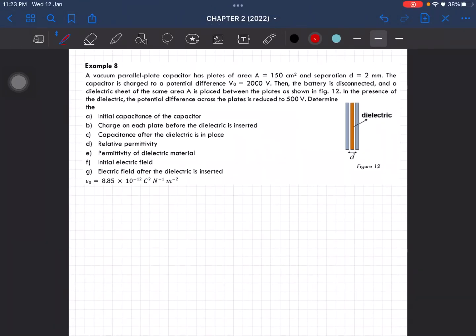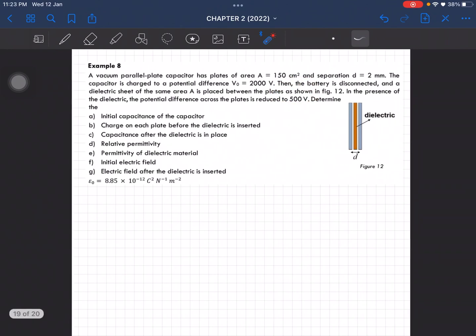Okay, example 8. A vacuum parallel plate capacitor has plates of area 150 cubic centimeter and a separation of 2 millimeter. The capacitor is then charged to a potential difference of 2000 volt. Then the battery is disconnected and a dielectric sheet of the same area is placed between the plates. In the presence of the dielectric, the potential difference across the plates is reduced to 500 volts.